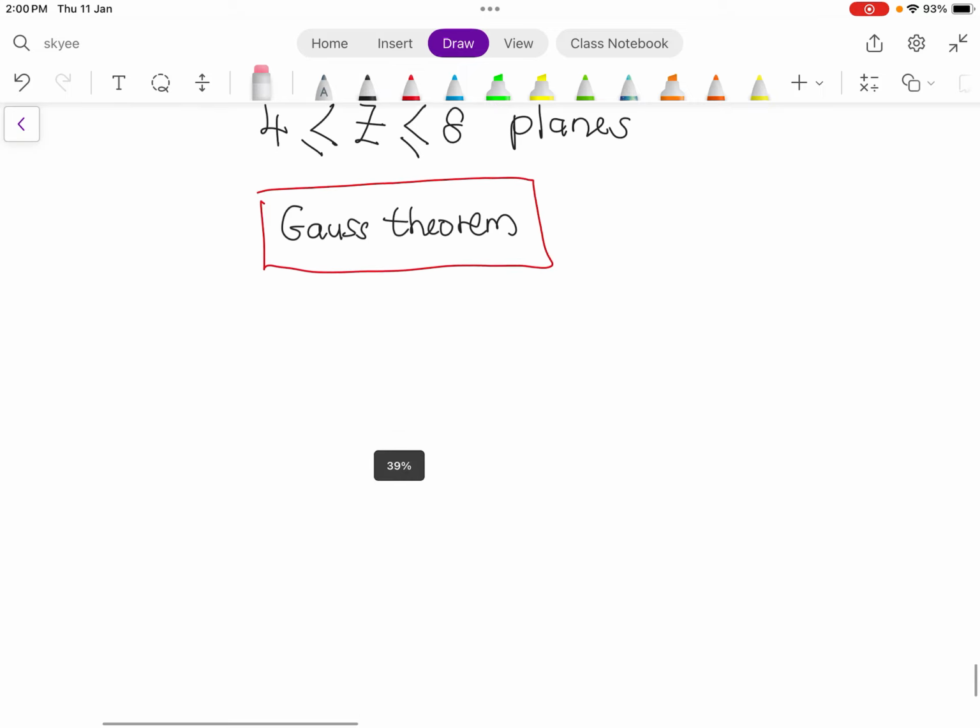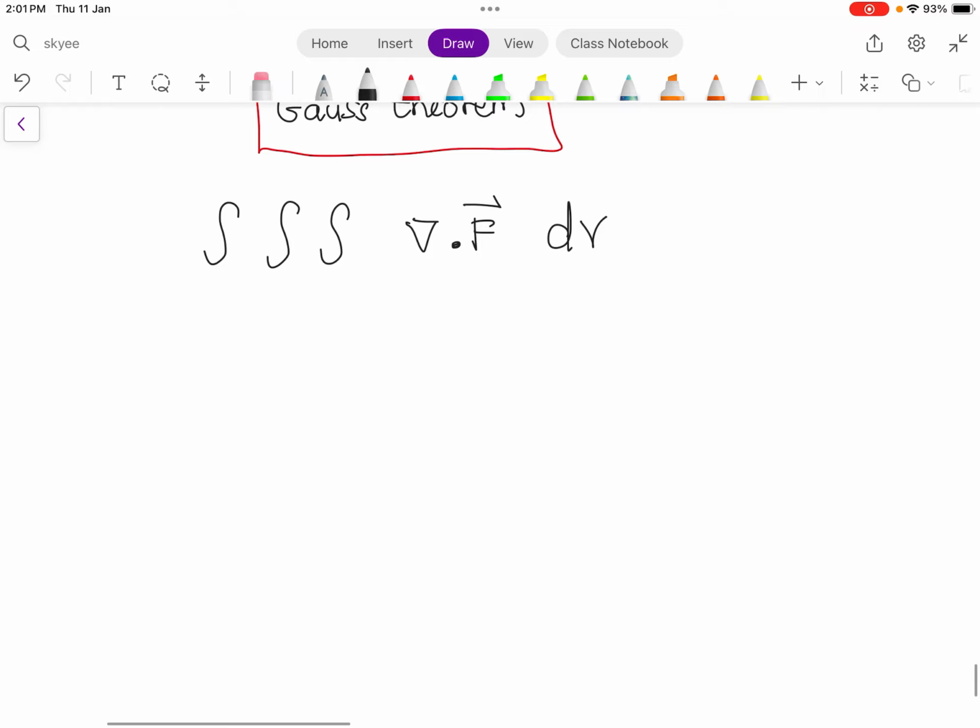Gauss theorem is also the divergence theorem. We can find the flux coming out from the surface by using a triple integral of the divergence of F, dV. So the first thing that you must solve is the divergence of F. Let's solve it together.